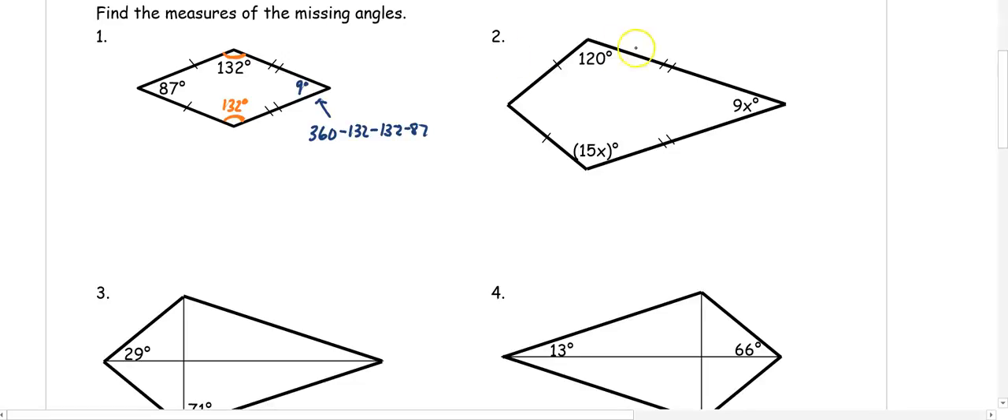Number 2, notice that the angles between the two different sides are 120 and 15x, so we can use that to solve for x. So 15x equals 120, divide 120 divided by 15, and we get 8. Once we know our x is 8, we can substitute. So we know this angle has to be 120 because 15 times 8 is 120, and 9 times 8 is 72. Then to find our missing angle again, all we have to do is subtract from 360. So 360 minus 120 minus 120 minus 72. And we get that this angle is 48 degrees.